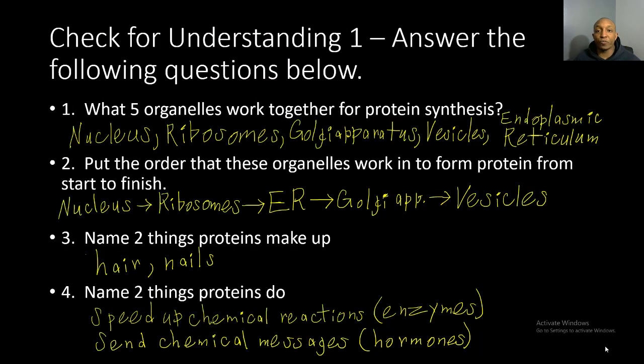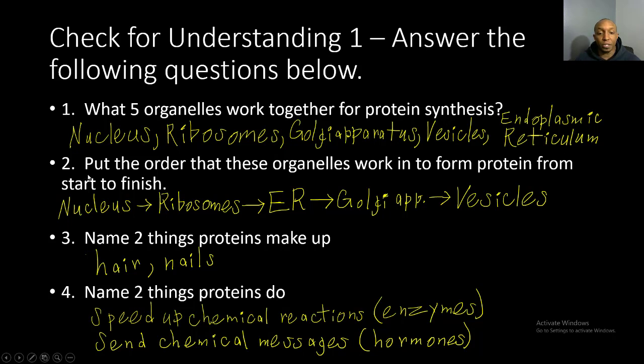Now let's see how you did on your first check for understanding. So number 1, what 5 organelles work together for protein synthesis? And you should have the nucleus, ribosomes, the Golgi apparatus, vesicles, and the endoplasmic reticulum.